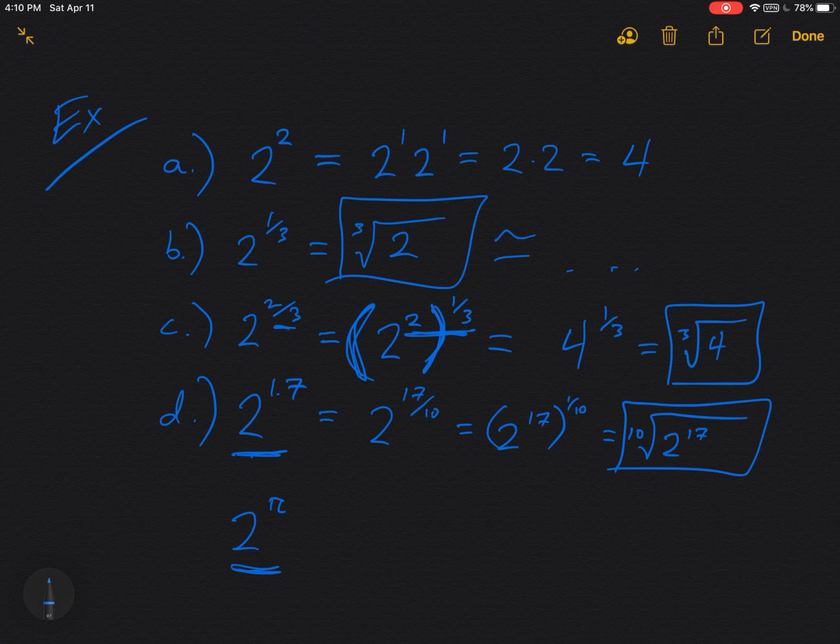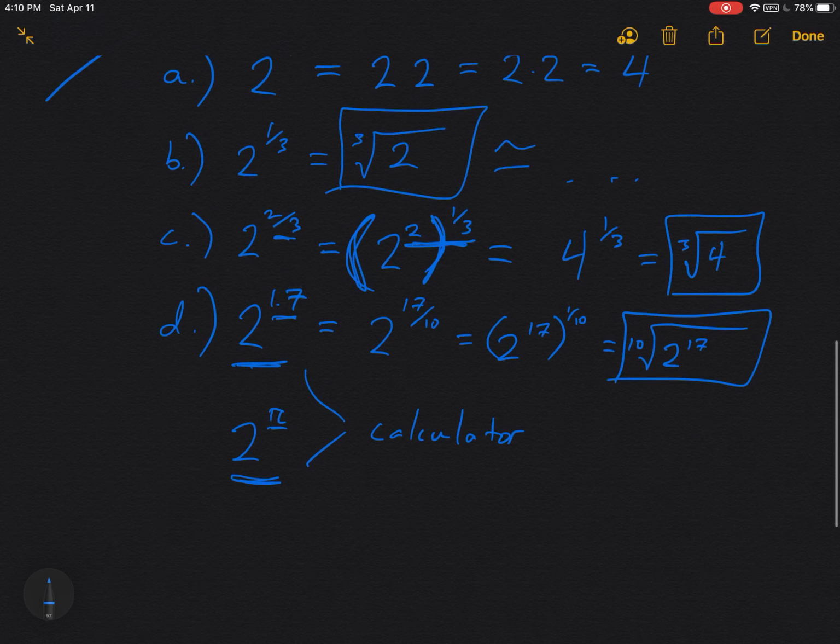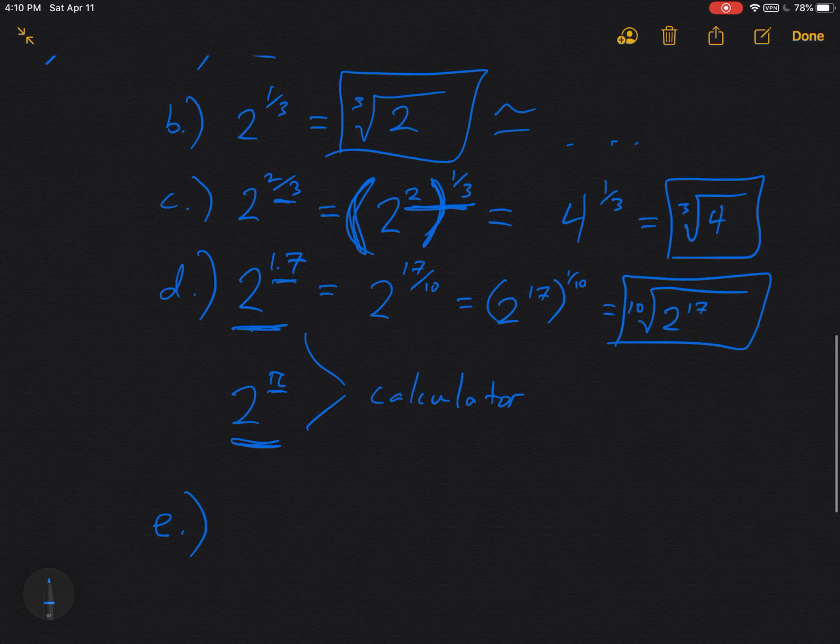But what I'll say about expressions like this one, or like 2 to the pi, for example, for these expressions, you would usually just use a calculator. So it's important to see that we do understand how to compute exponentials like this. But for these more complex ones, it's fine if you just want to punch those expressions into a calculator.